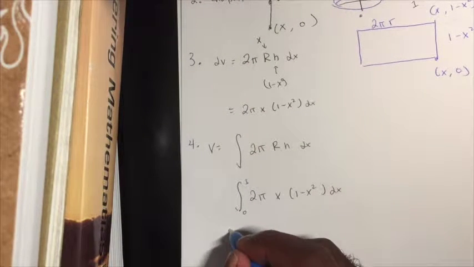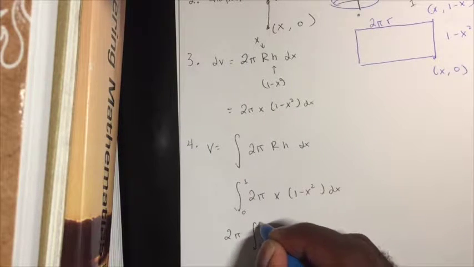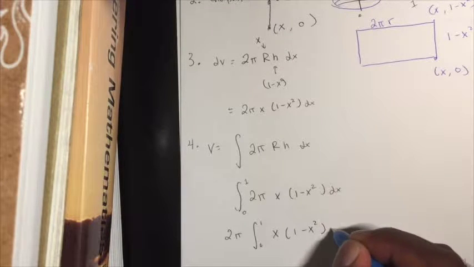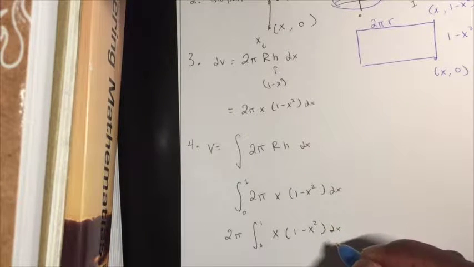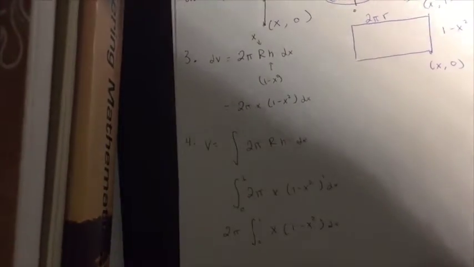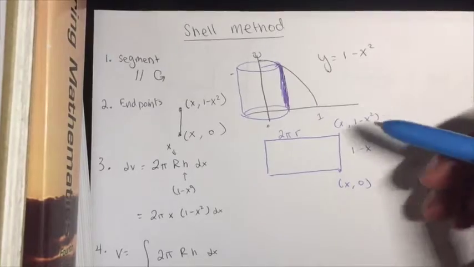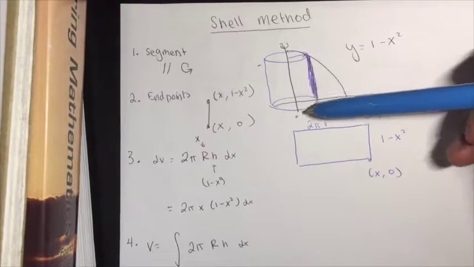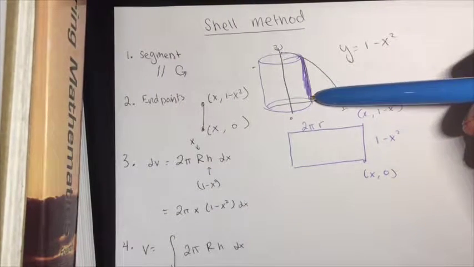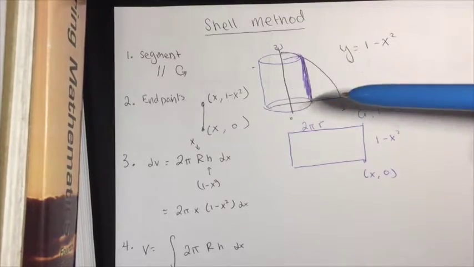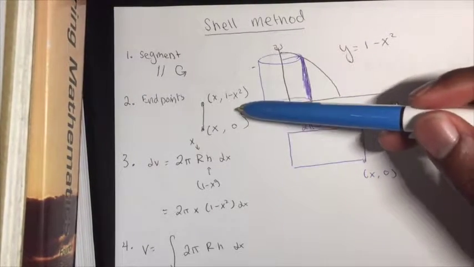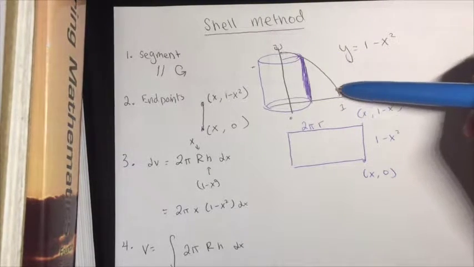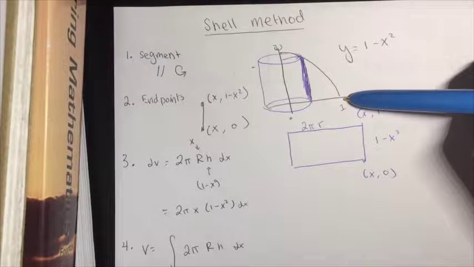We pull out the constants. So now we have 2 pi, integral from 0 to 1 of x times 1 minus x squared dx. And then, just to review, we had the shell method, and the steps are to choose a segment. We chose a segment that is parallel to the axis of rotation. We find the endpoints. The endpoints are in terms of x, because the segment that we have goes down the function from 0 to x.